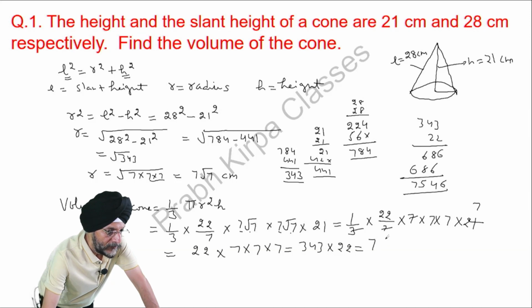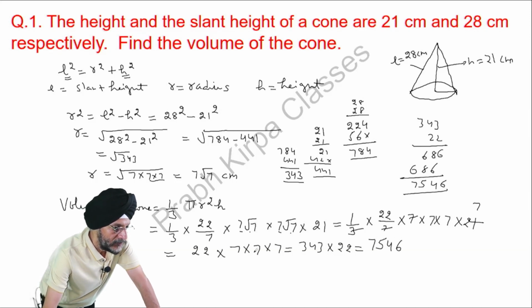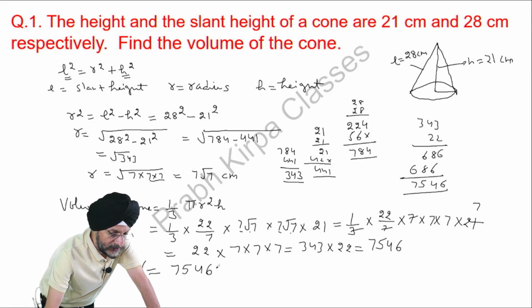Seven, 5, 4, 6. So the volume of the cone is 7,546 cubic centimeters. This is the answer.